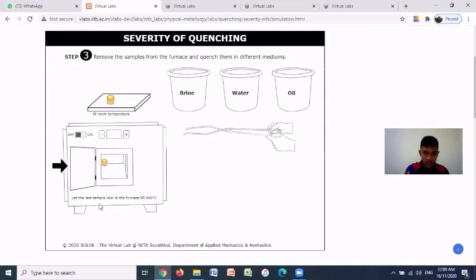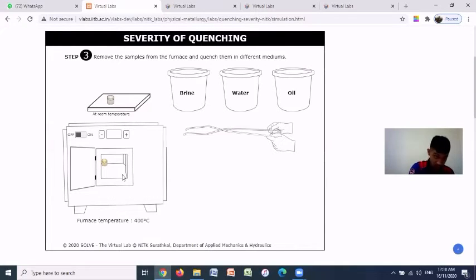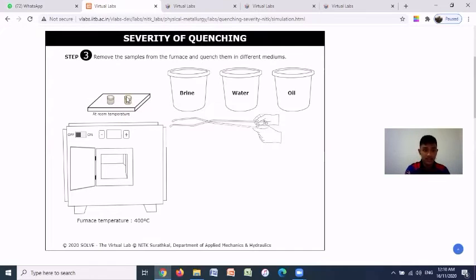Let the last sample cool in the furnace sampai 400 darjah Celsius. Biarkan dia kat dalam tu. Alright. So, tunggu dia sampai 400 darjah Celsius. Okay, so dah 400 darjah Celsius, kita buka balik dan kita sejukkan balik. Letakkan room temperature.